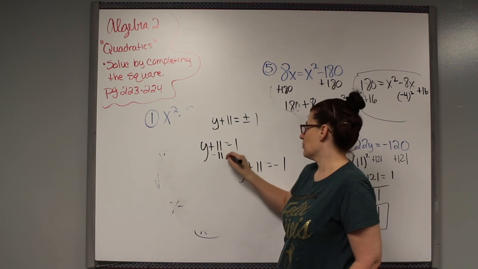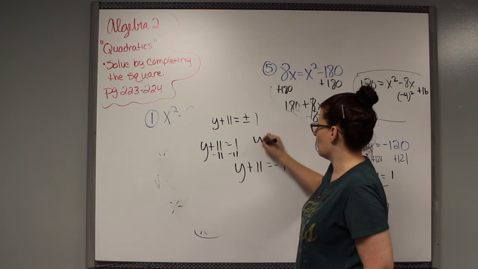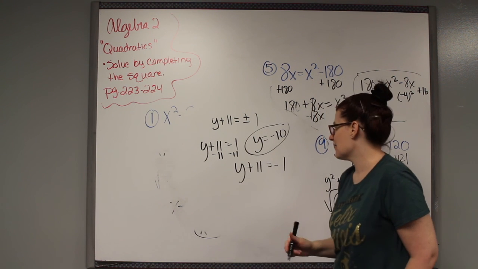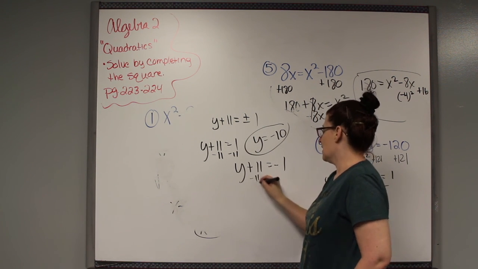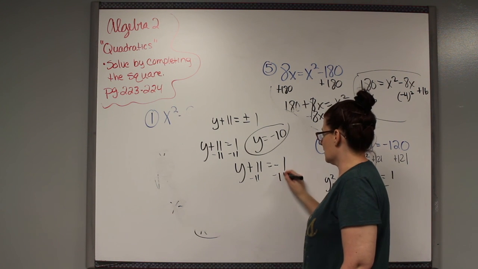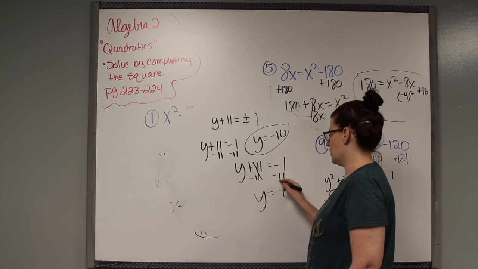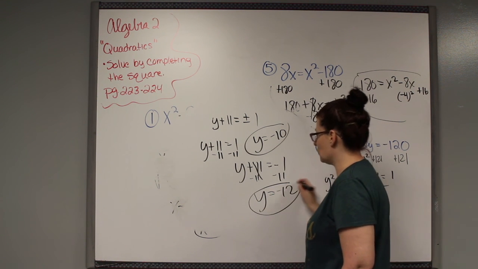Okay, I need to move my 11 over, and I'm going to get y equals negative 10, because a 1 and a negative 11 makes a negative 10. I'm going to move my 11 over this time, and y equals negative 12. Negative 1 plus negative 11 makes negative 12.